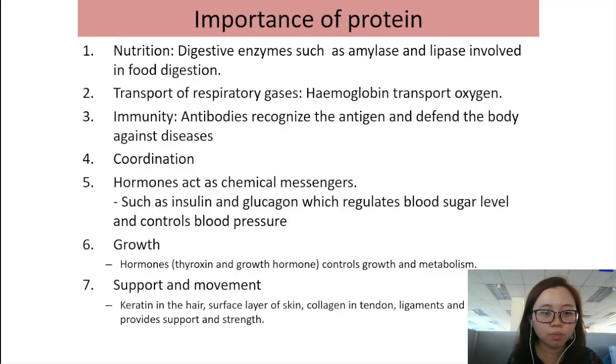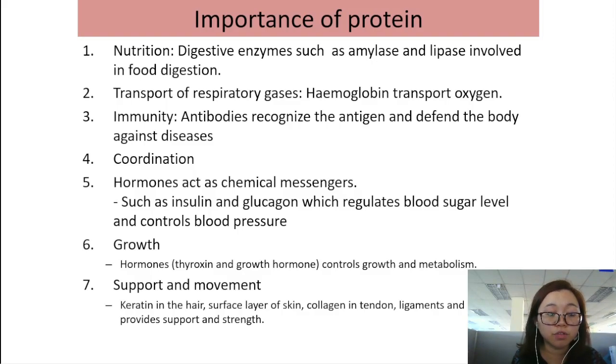So let us look at the importance of protein. First things first, it is involved in nutrition. So proteins such as digestive enzymes, an example is amylase and lipase, are involved in food digestion. Second importance, proteins are involved in transport of respiratory gases. An example is hemoglobin, which transports oxygen. The third is proteins are involved in our body's immunity. Antibodies will recognize the antigen and defend the body against diseases.